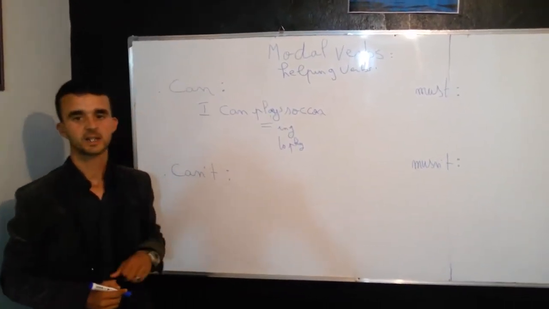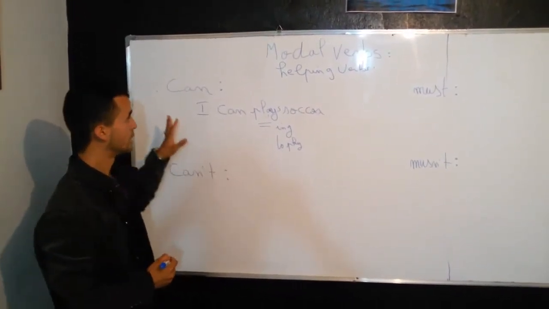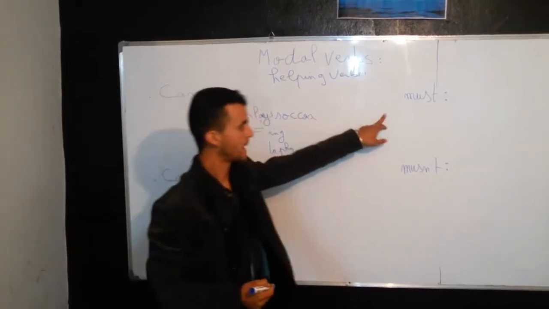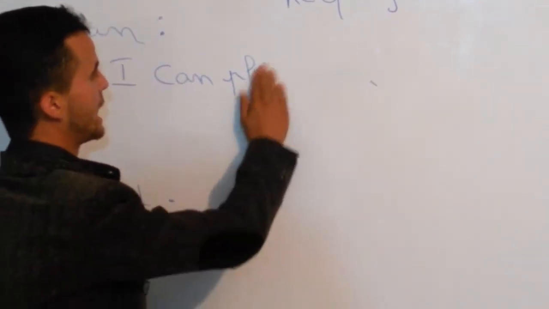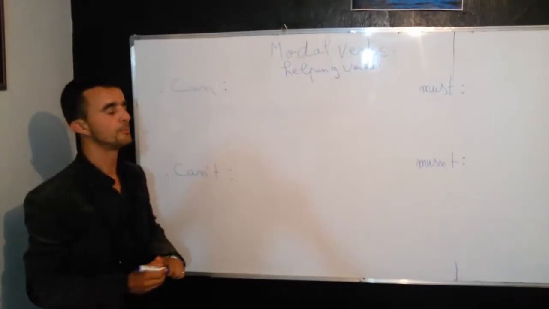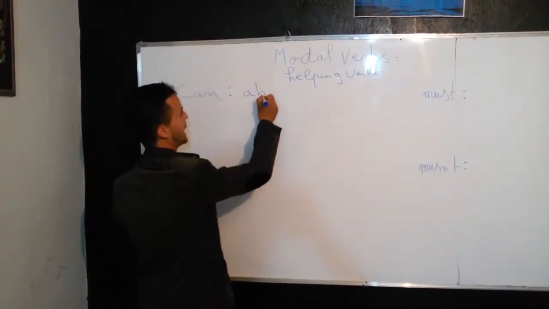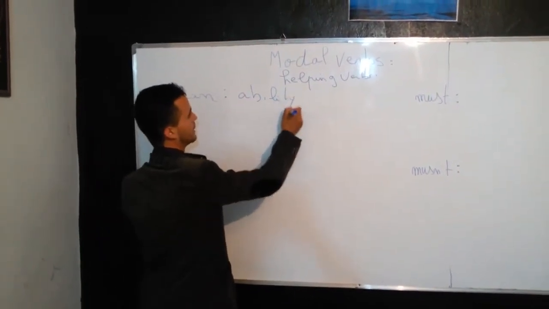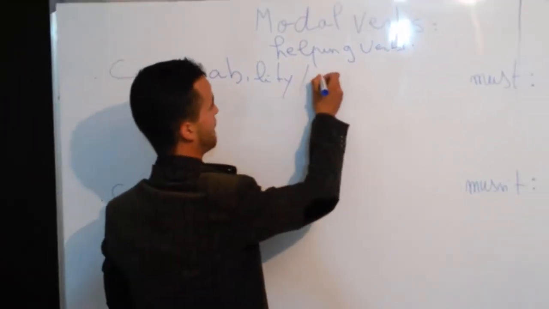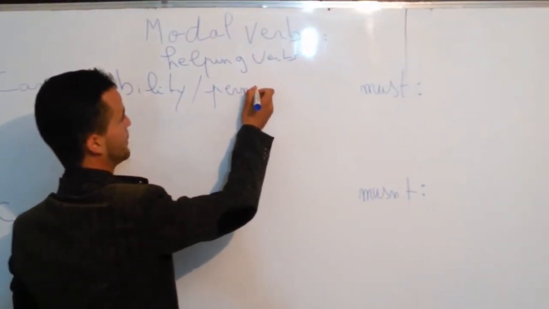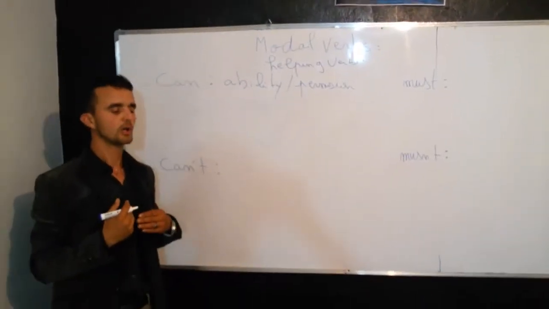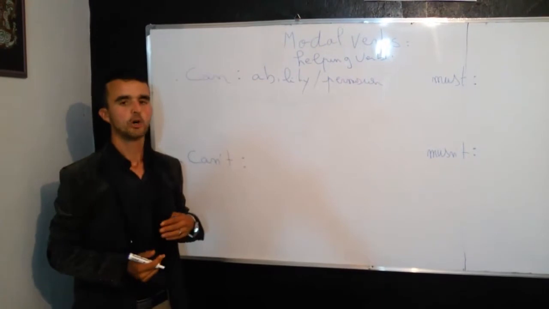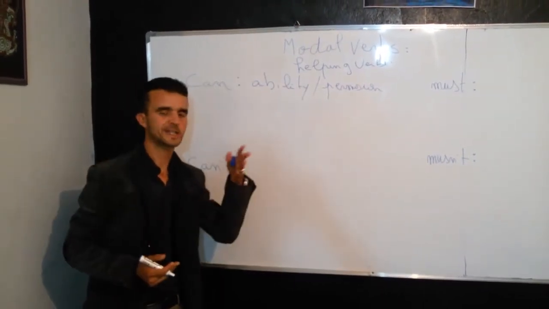Now let's see when do we use can, can't, must and mustn't. Let's first begin with can. So we use can with ability and permission. Ability means if you are capable or able of doing something.